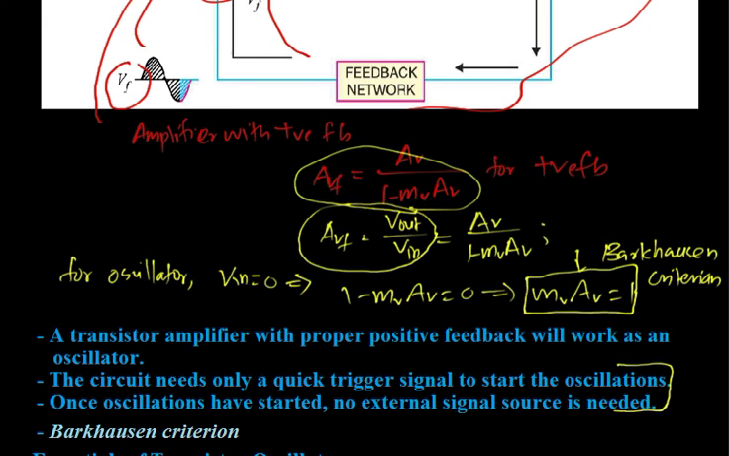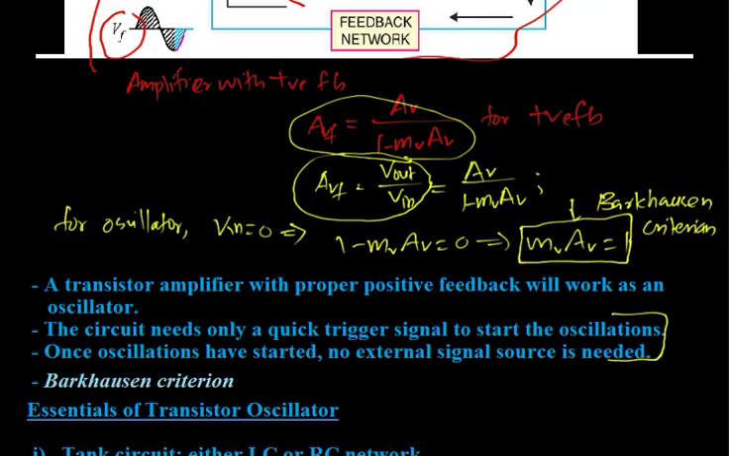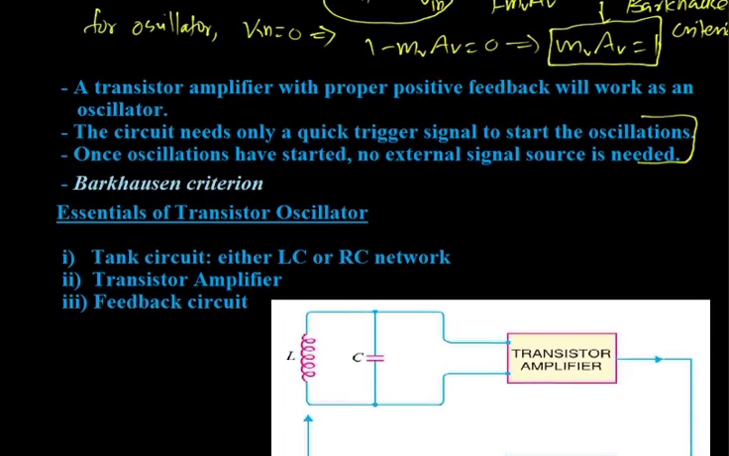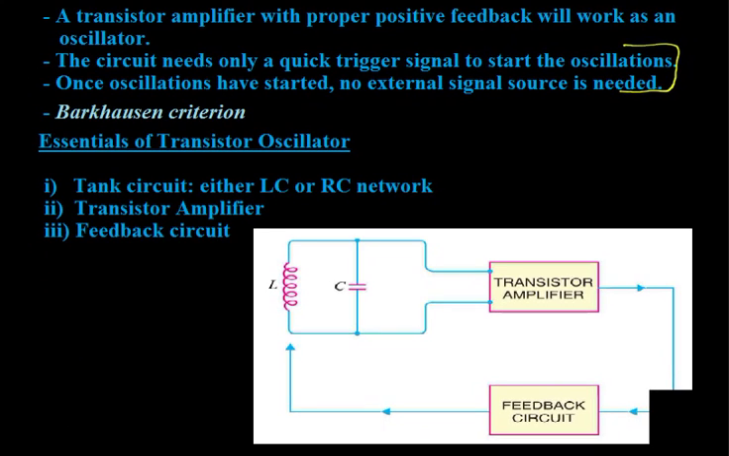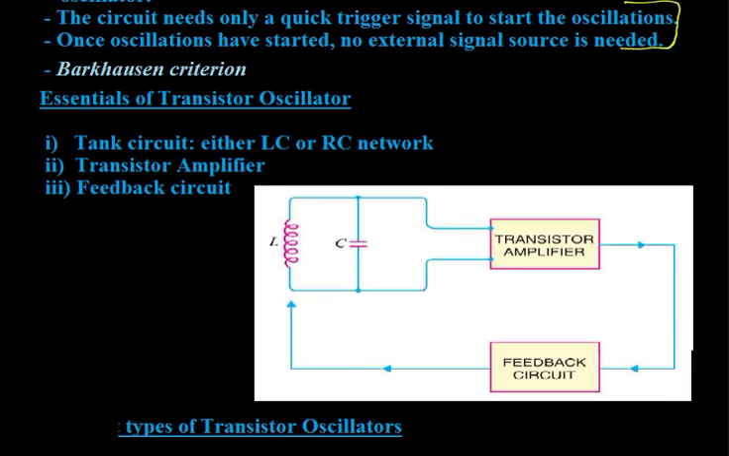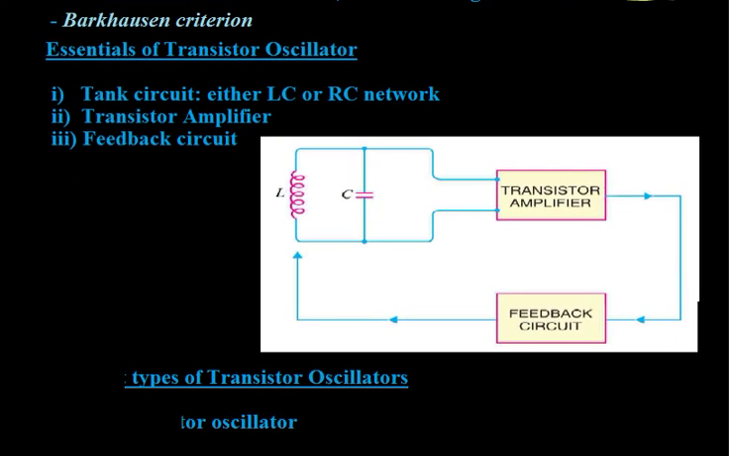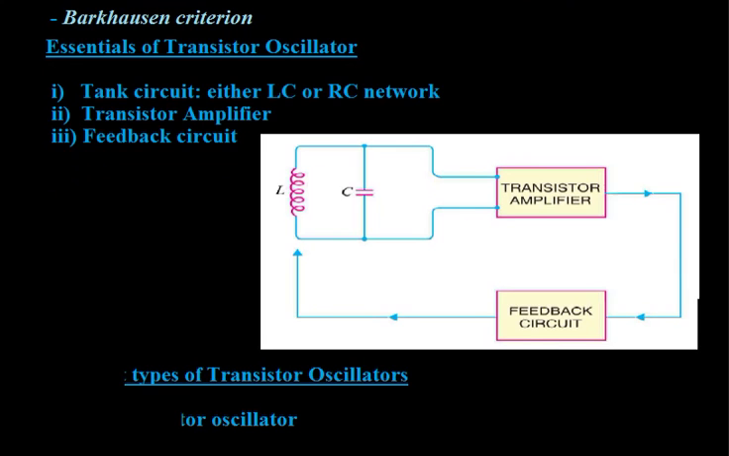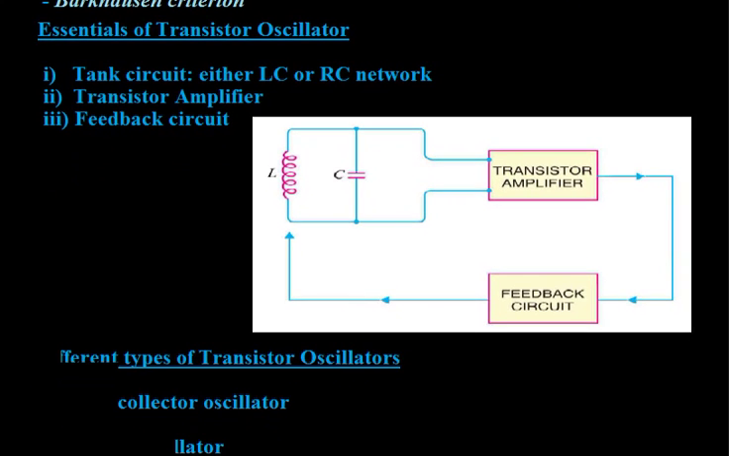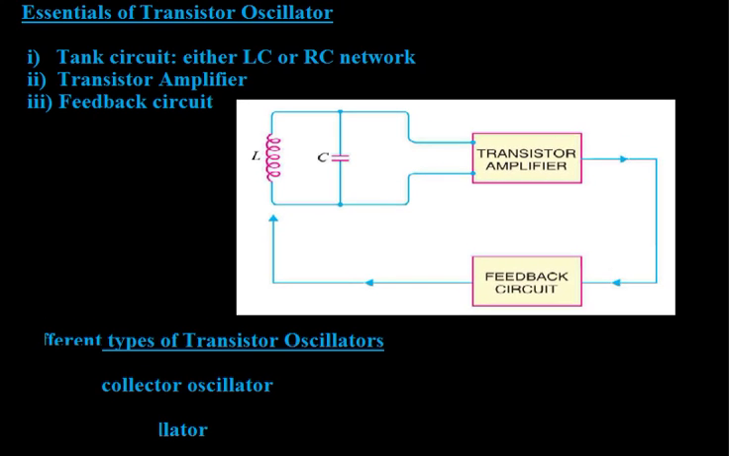Now let's go to the essentials of a transistor oscillator. That means we have seen that an amplifier with a proper positive feedback can serve as an oscillator. So let's discuss the essentials of a transistor oscillator.